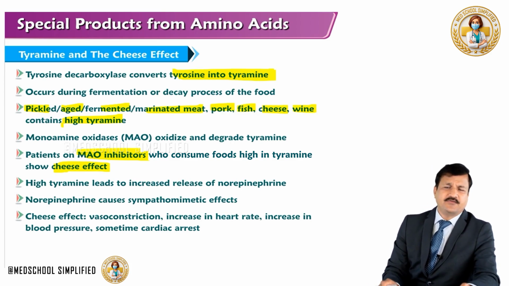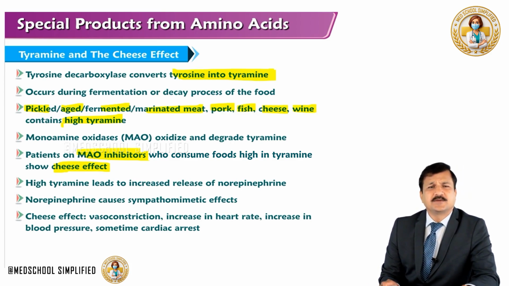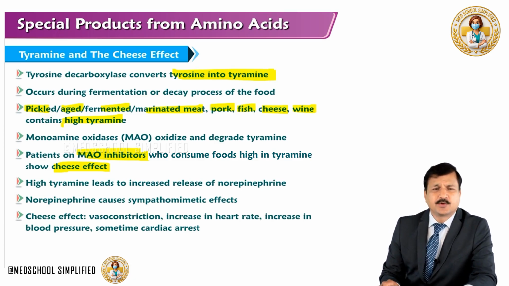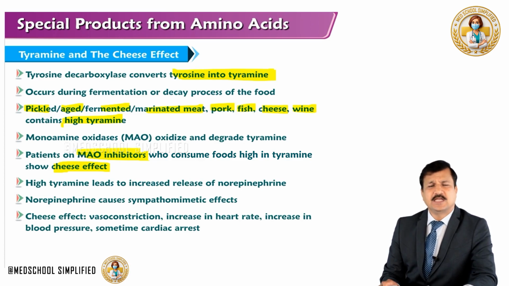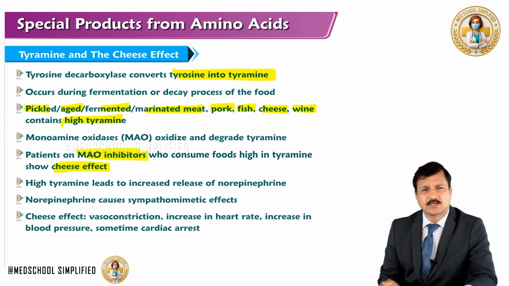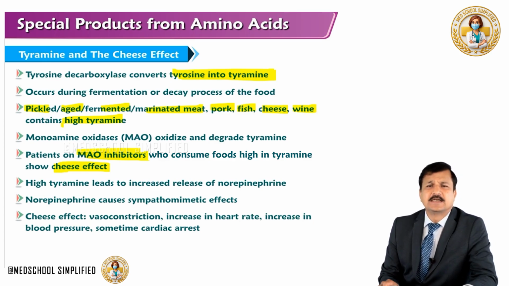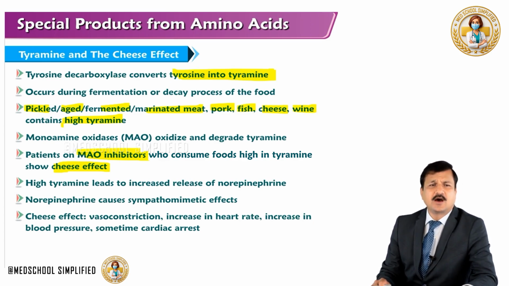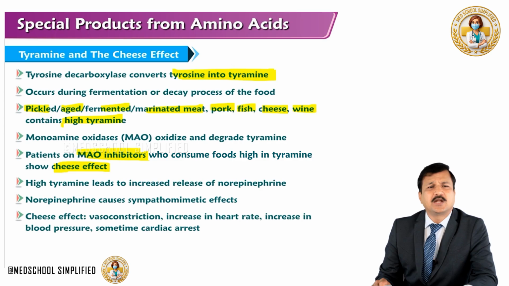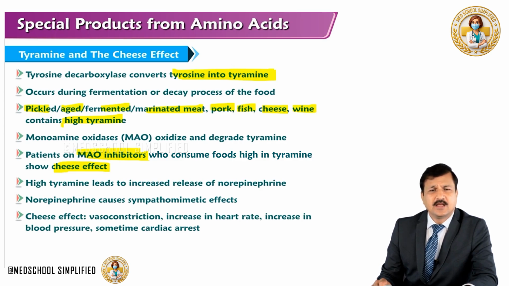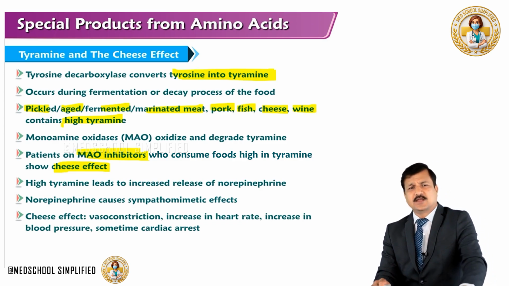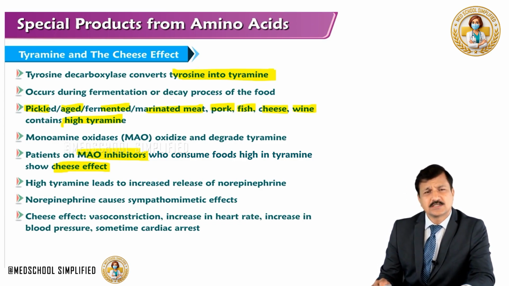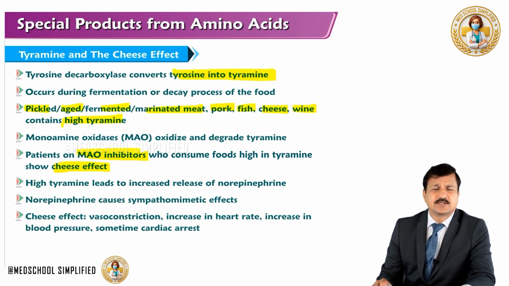Why is this called a cheese effect? Because the signs, symptoms and metabolic events that I am going to explain now are seen in patients who are on monoamine oxidase inhibitors, and if they eat cheese which contains high levels of tyramine, or drink wine, or eat anything that is pickled or aged or fermented or marinated like meat, pork or fish, that causes a cheese effect. So only cheese is used here in naming the condition, other things are not used. So that's why it is just referred to as cheese effect.